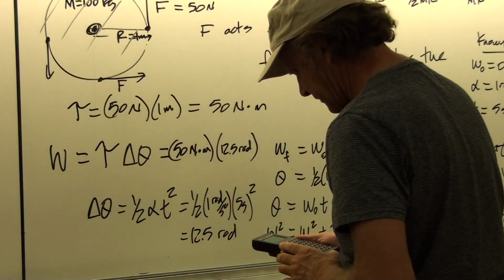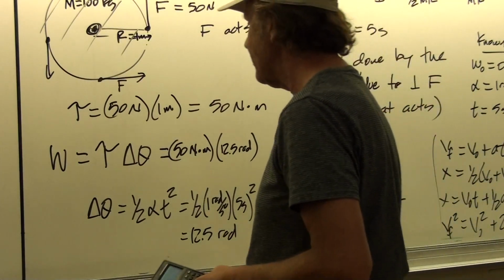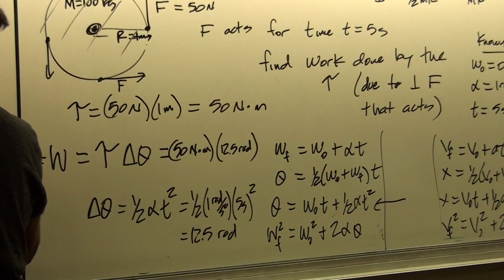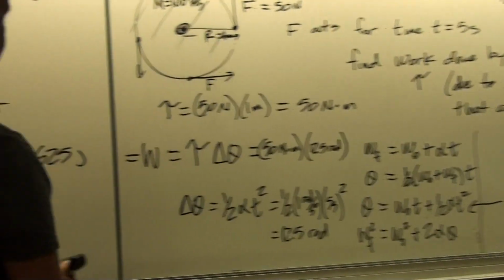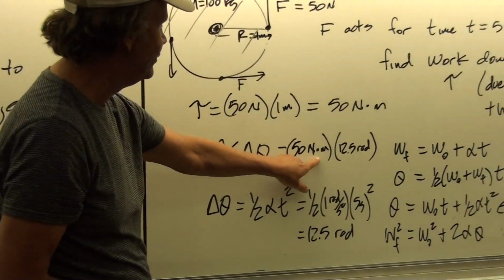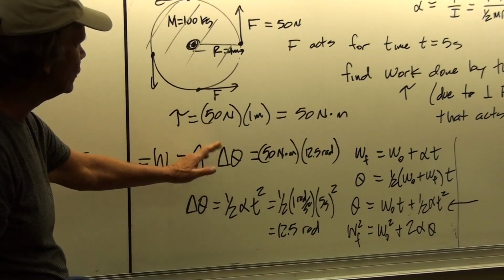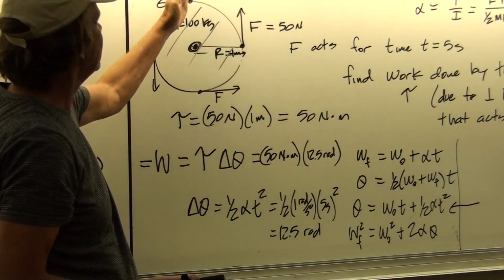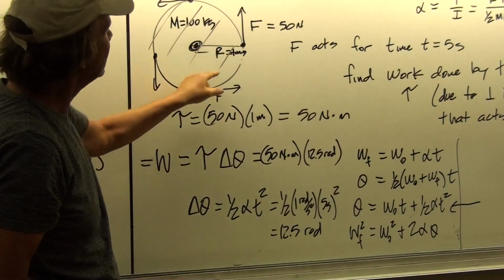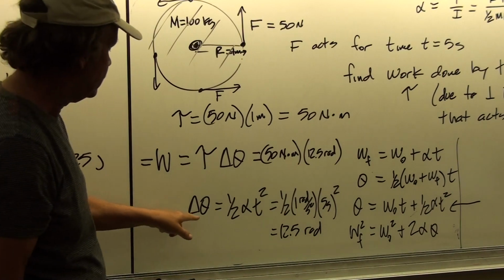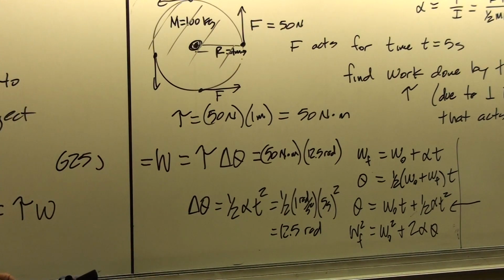So that would give us 625, and now we can call it a joule. So the work done here is 625 joules. Why can we call it a joule here when we didn't call it a joule there? Well, because the object had to move. So that means that the torque had to act through a certain angle, and in this case, that angle was almost 1 complete turn of the wheel. Okay, so that gives us then our work done.